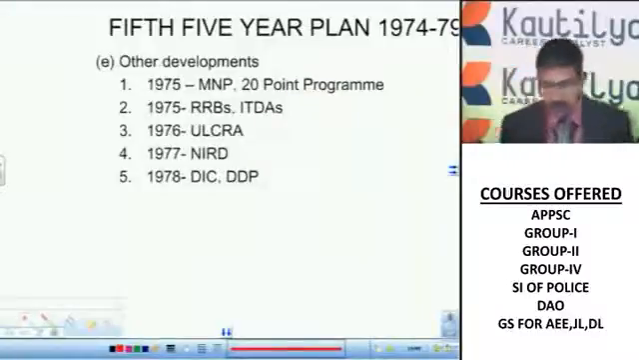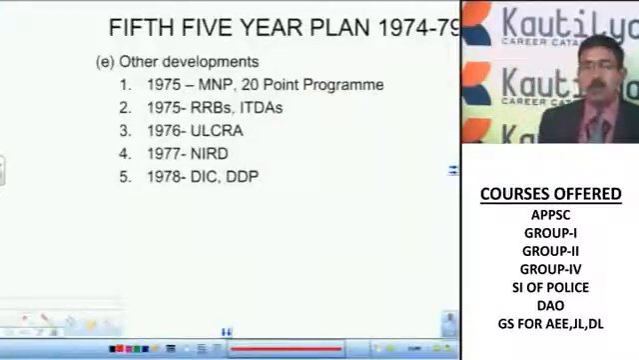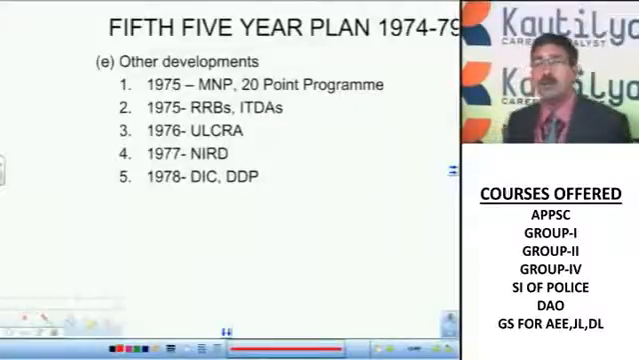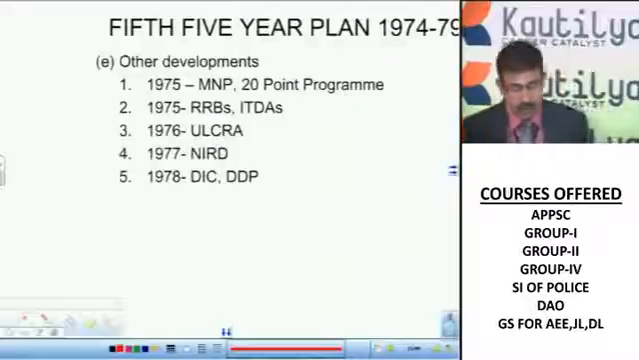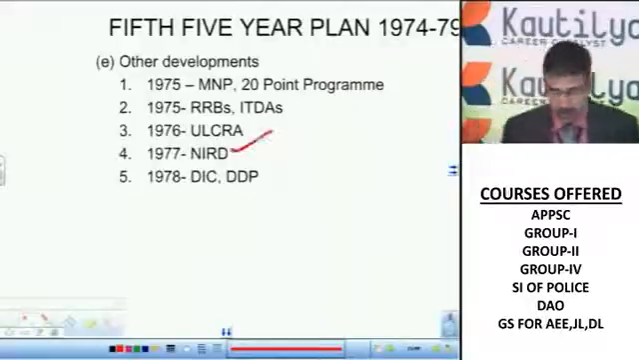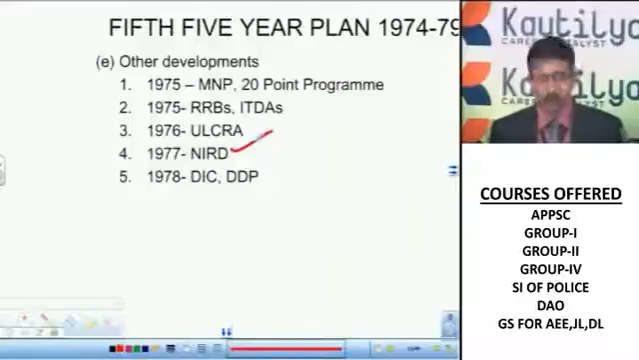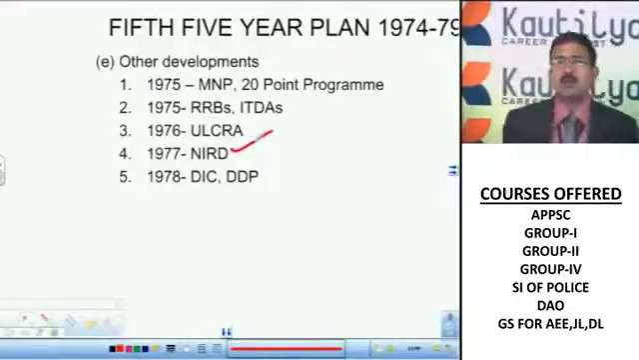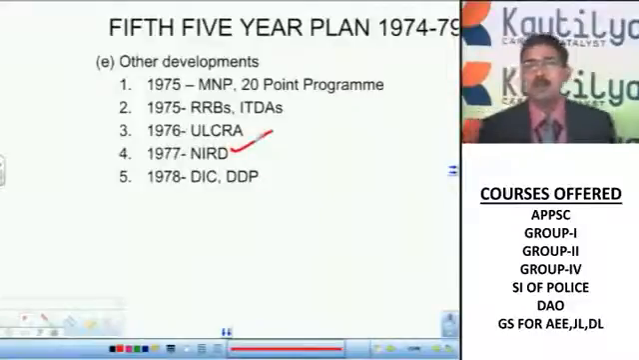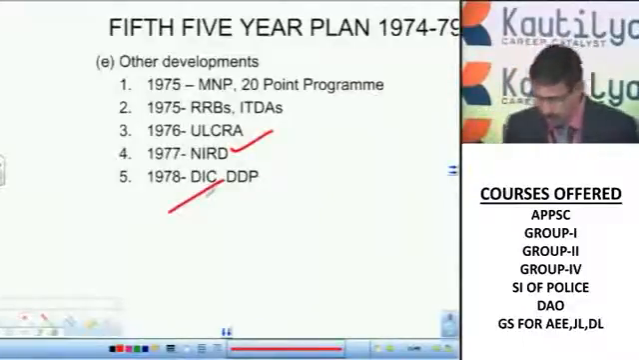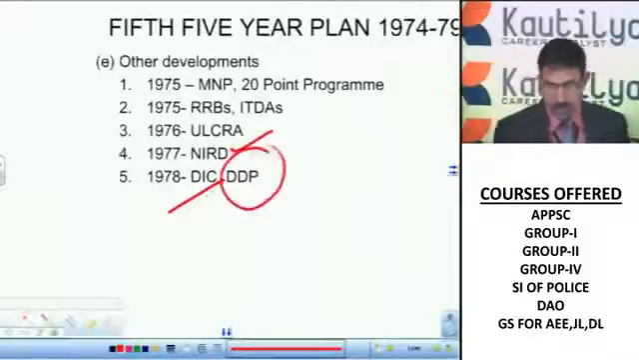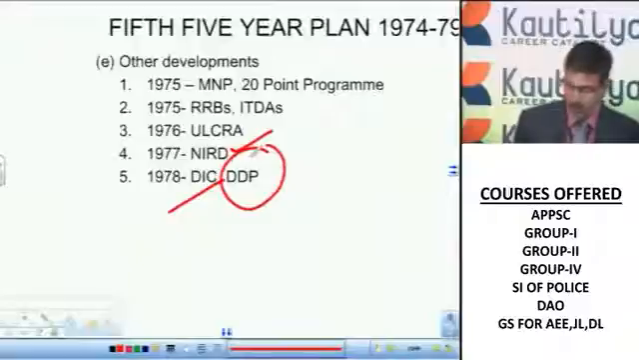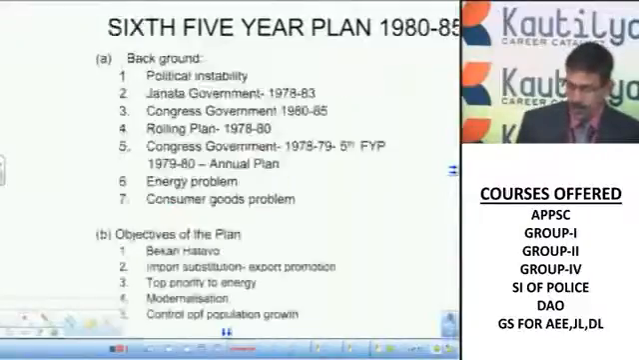And the other developments include the minimum needs program, a 20-point program, establishment of the regional rural banks, integrated tribal development blocks or agencies, the urban land ceiling act, and the establishment of the National Institute of Rural Development. In the fifth 5-year plan, to support small scale industries, one important institution was set up, namely the district industries centers. Along with it, some area centered programs were made, that is the desert development programs. So then we start the sixth plan.